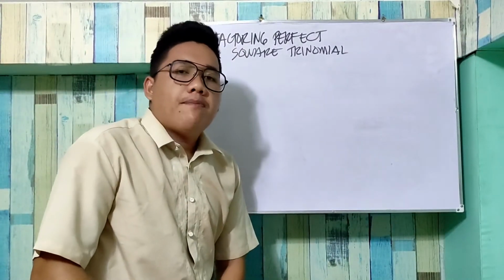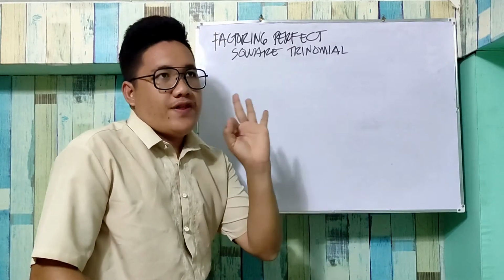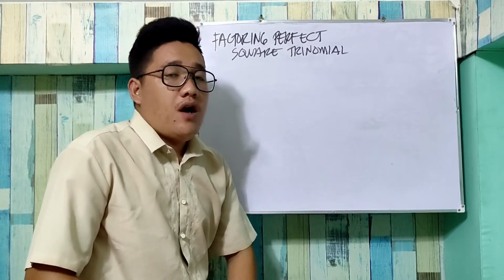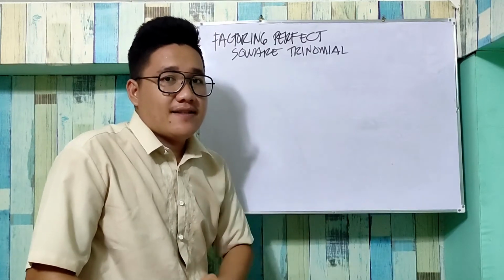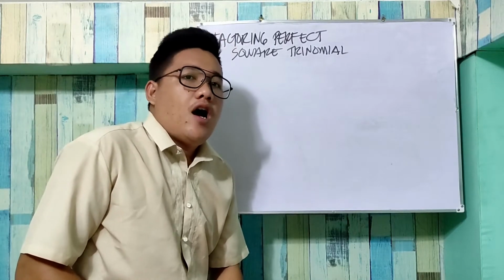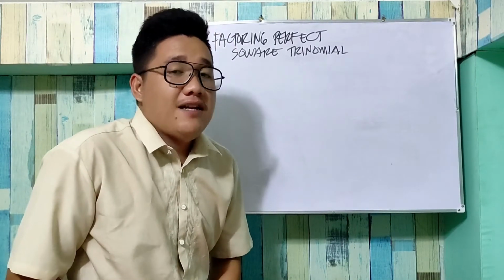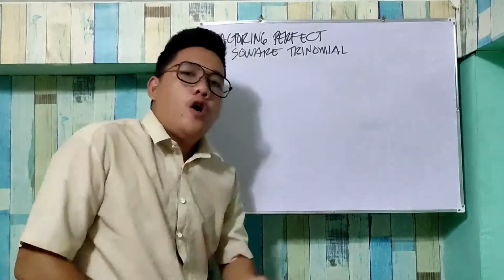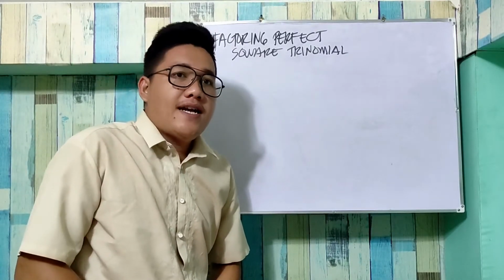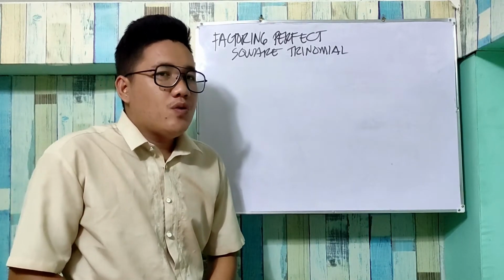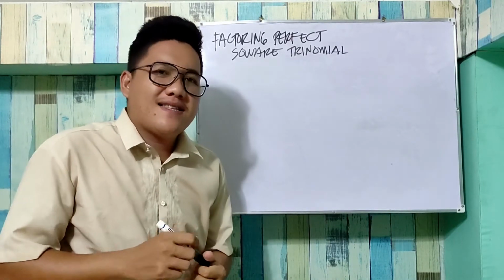So, in factoring a perfect square trinomial, we have 3 steps. First, we're going to get the square root of the first and last term. Second, we're going to use the sign of the middle term in between of the roots. And the last one, we are going to square the binomial na nakuha natin sa step number 2. So, isa-isahin natin. So, let us try to solve this one.